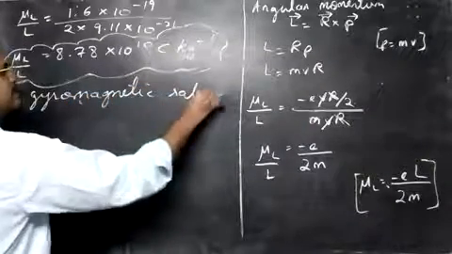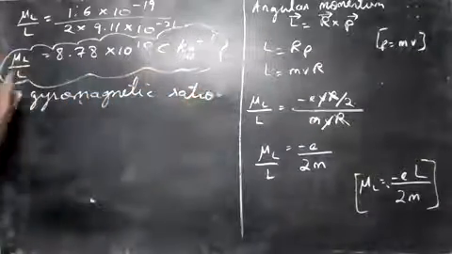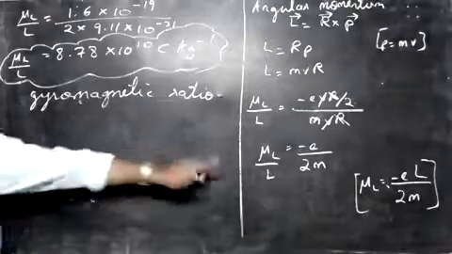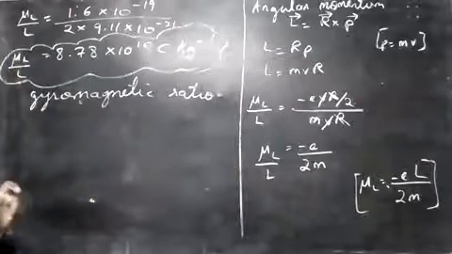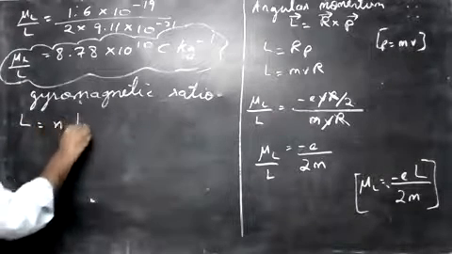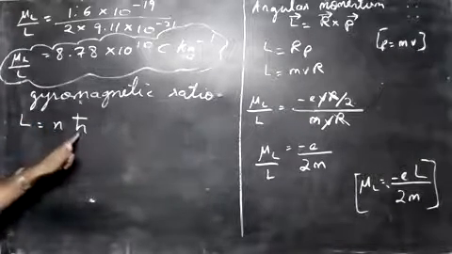It connects the magnetic moment and the angular momentum. Now let us see what L means. L means the angular momentum. There's another formula for L: L is equal to n into h cross. This symbol is called h cross.